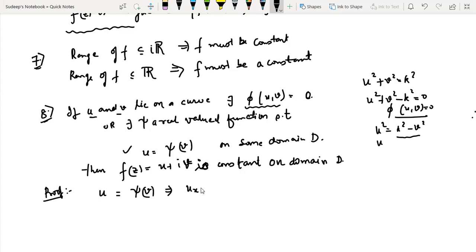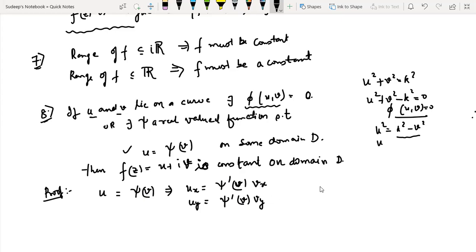It implies that ux would be equal to psi dash v into vx. And how can I express uy? Uy can be written as psi dash v into vy, if I'm not wrong.